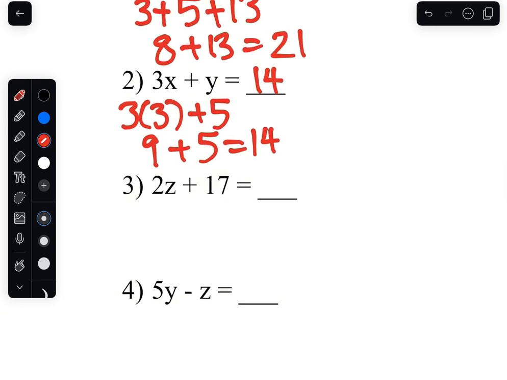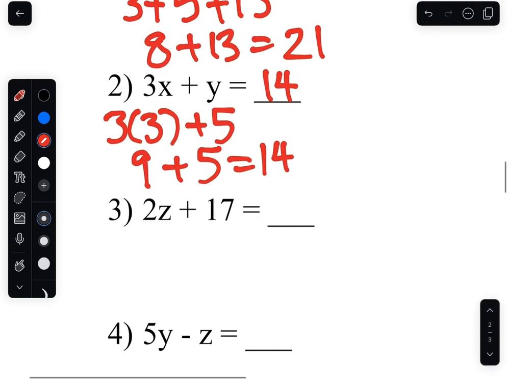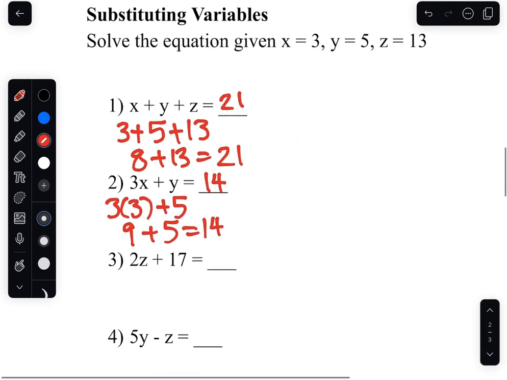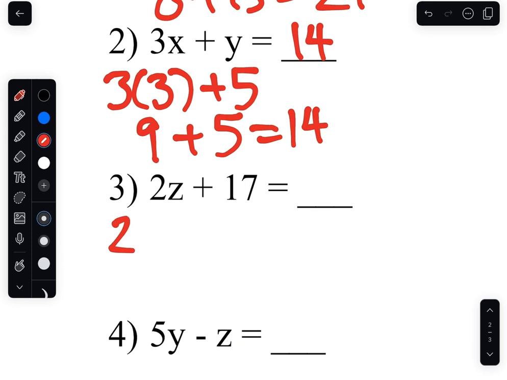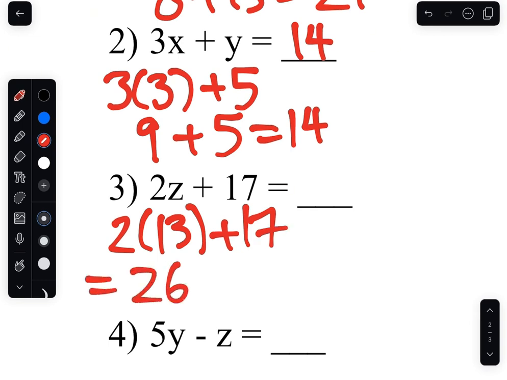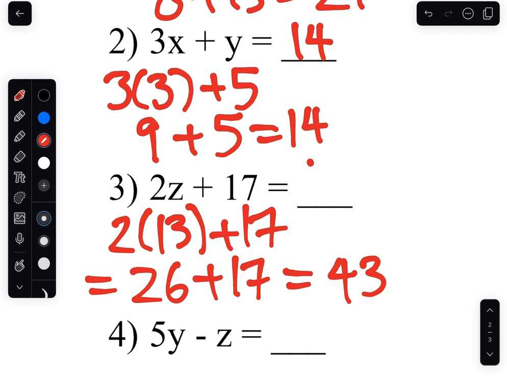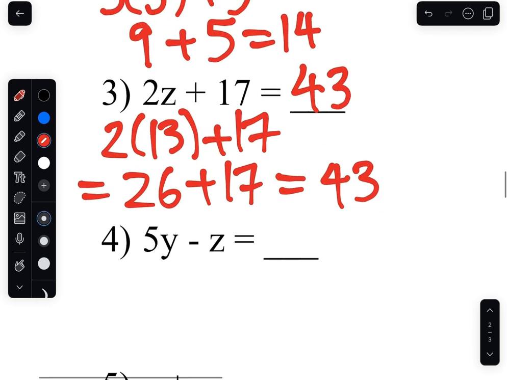Number 3, we have 2z plus 17. So z is equal to 13. So you have to substitute in 13 for z. 2 times 13 is 26 plus 17 is 43. So the answer for number 3 is 43.